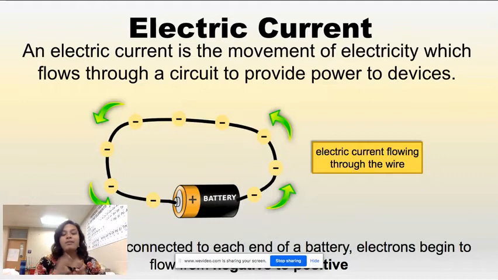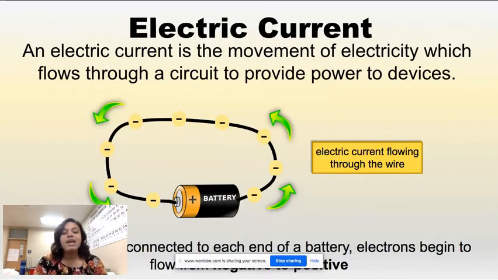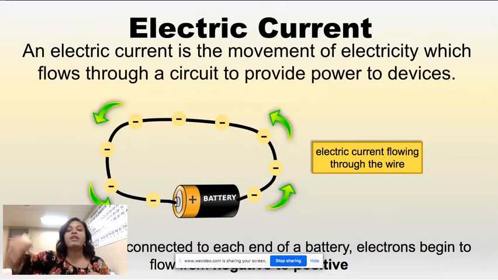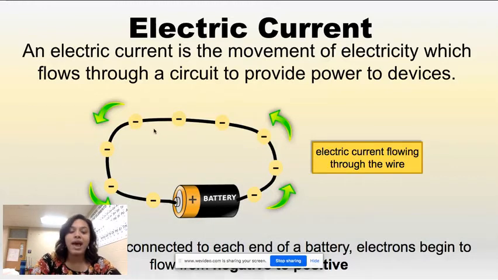And then when we're talking about an electrical current, I'd love for you to write this down in your notes: an electrical current is the movement of electrons that flows through a circuit to provide power to those devices. So when an electrical current is flowing, we start at the power source and go around a pathway.